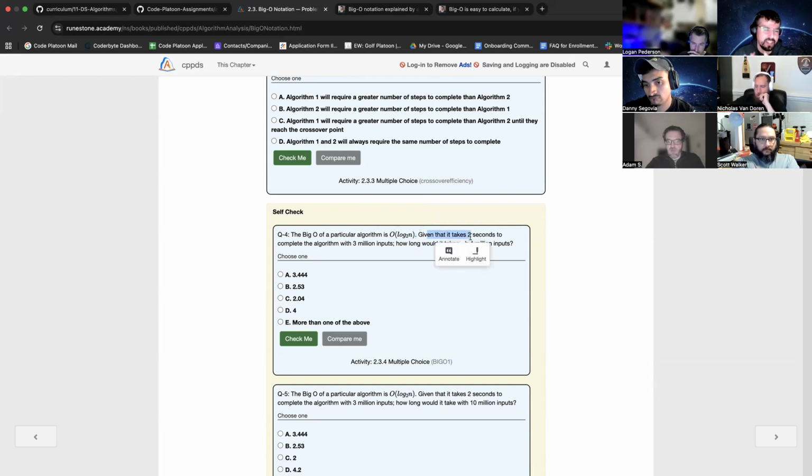So given, and this is kind of an interesting one, given it takes 2 seconds to complete an algorithm with 3 million inputs, how long would it take for 4 million inputs? Two seconds. 3 million. Yeah, I'm guessing 4. Anybody have a different answer?